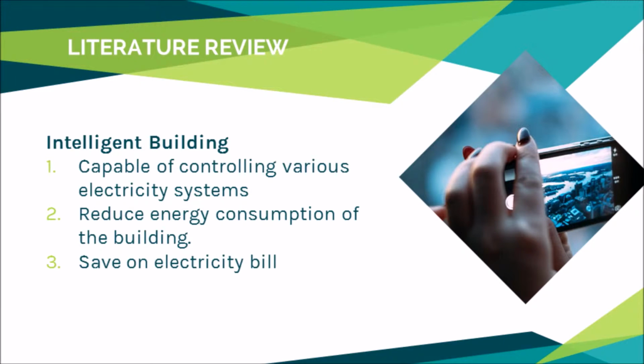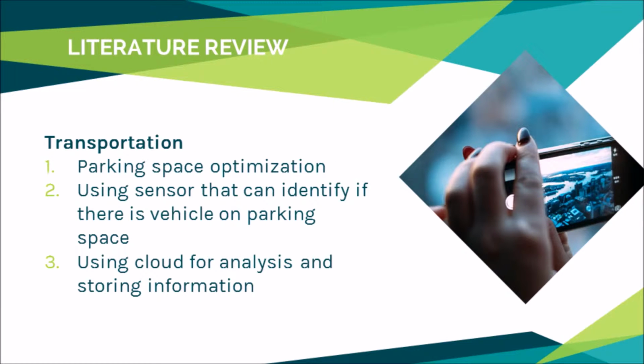The setup of smart environment has numerous benefits in management and optimization for transport in public areas. As an example, the parking space optimization can tackle the problem of the limitation of parking space that could raise traffic congestion around campus. The technologies used in this example are sensors that can identify if there is a vehicle on the parking space, and also using cloud for analysis and storing information.